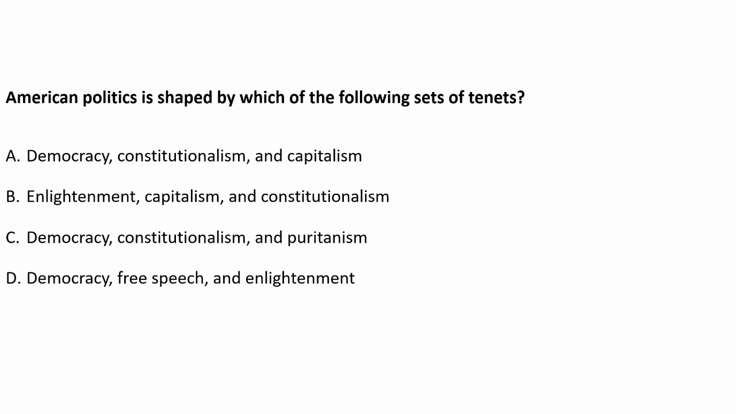A, democracy, constitutionalism, and capitalism. B, enlightenment, capitalism, and constitutionalism. C, democracy, constitutionalism, and Puritanism. Or D, democracy, free speech, and enlightenment. The answer here is A, democracy, constitutionalism, and capitalism.